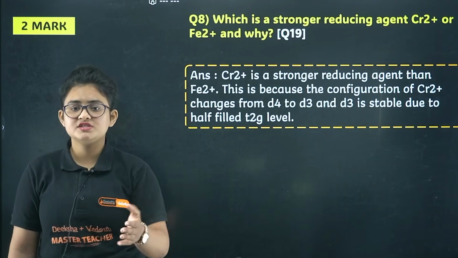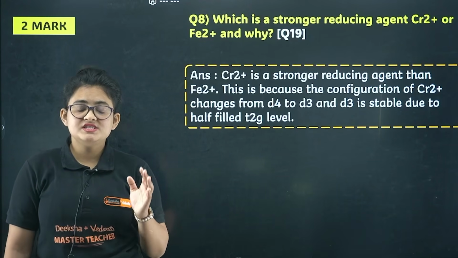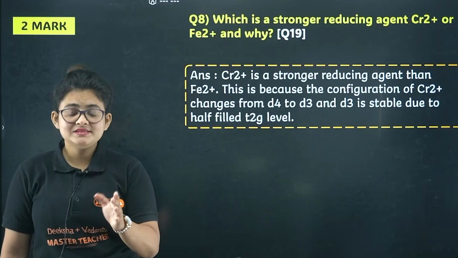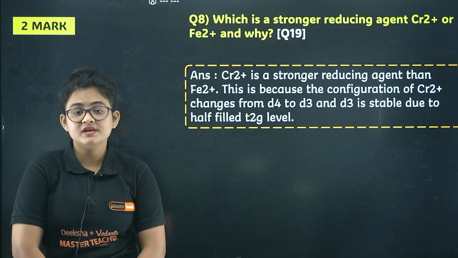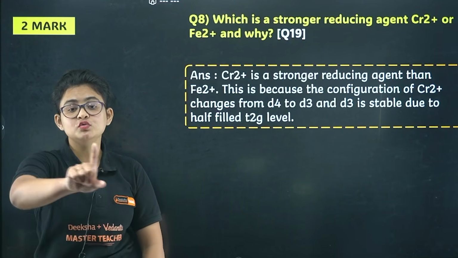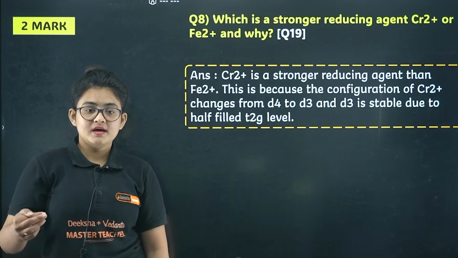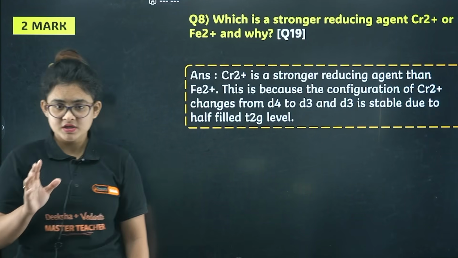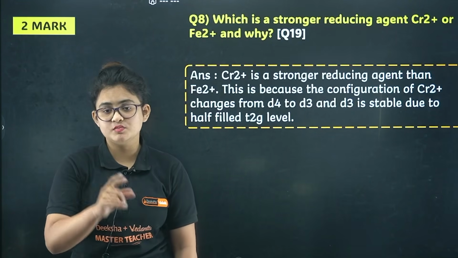Why? Because the configuration you see for Cr2+ is changing from d4 to d3, and d3 is gaining stability because it is a half-filled t2g orbital. T2g can hold a maximum of 6 electrons, so it is half-filled and hence more stable.